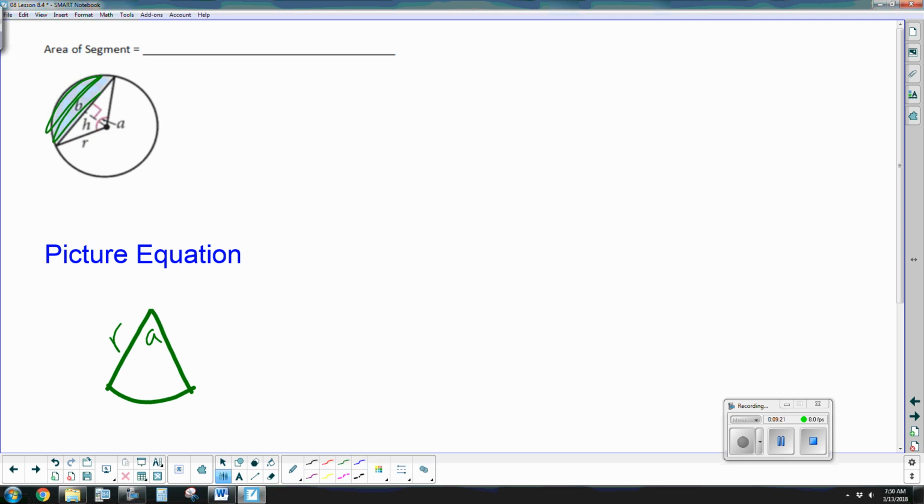And the area of our triangle is the base times the height. So we're going to subtract this little triangle, where here's the height and here's the base. And that's going to give us just the area of our segment.